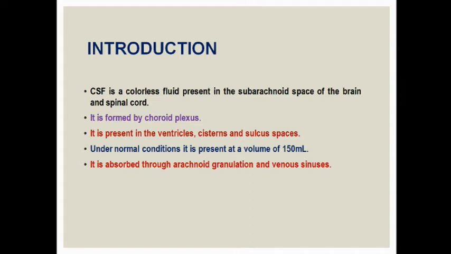The circulation of cerebrospinal fluid is in the ventricle, cisterns, and sulcus spaces. Normally in a healthy person, about 150 ml of CSF is produced and secreted per day. And the absorption of CSF happens via the arachnoid granulation and the venous sinuses.